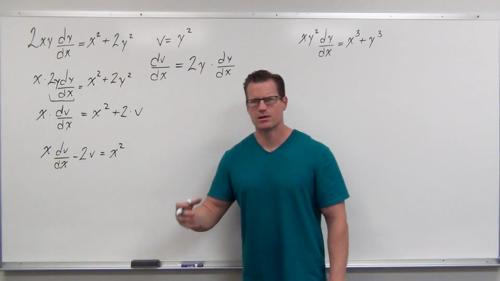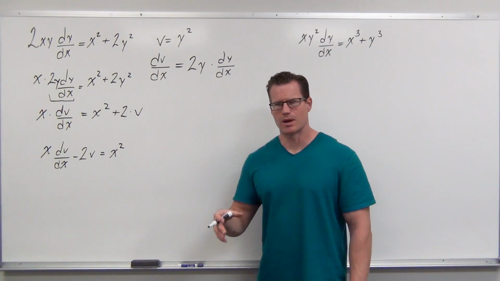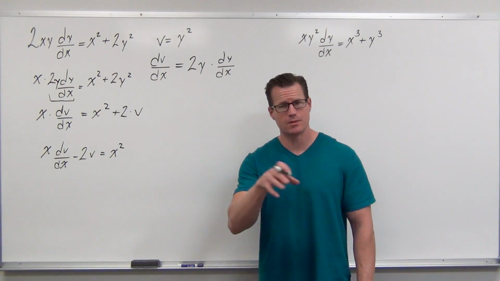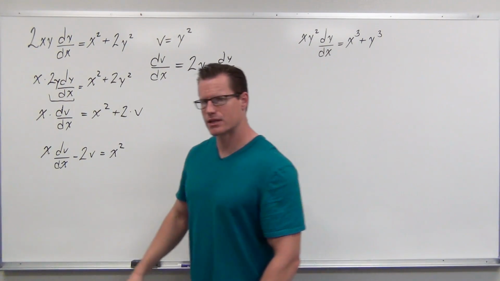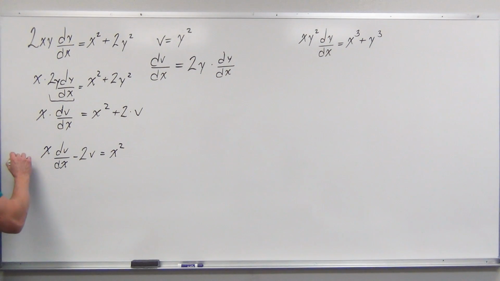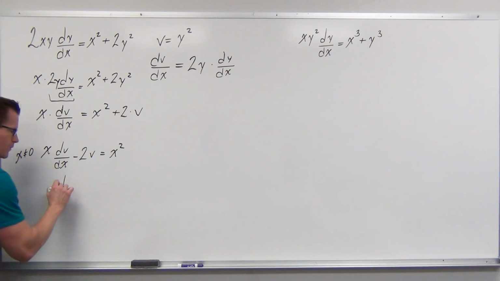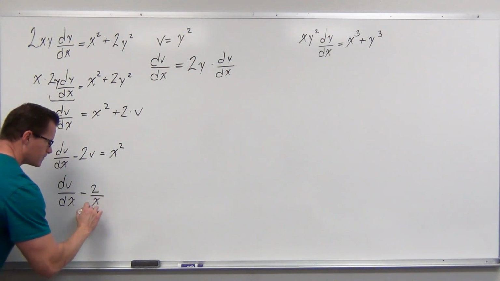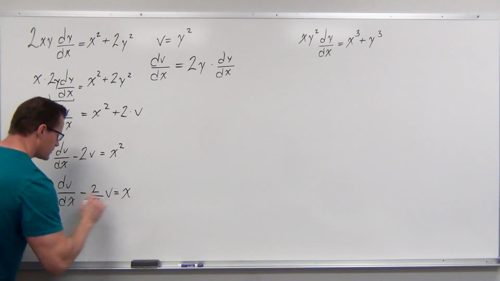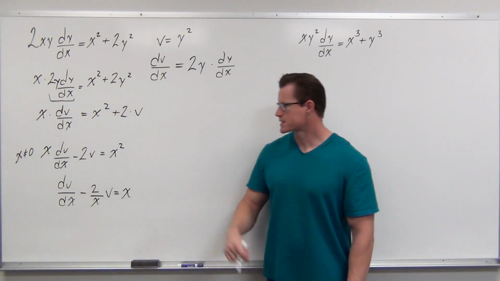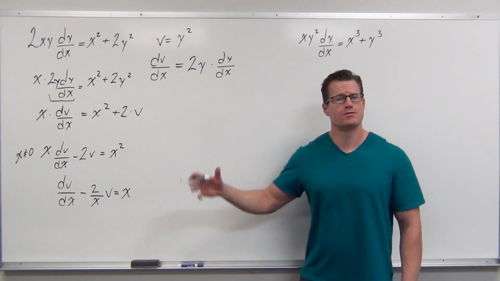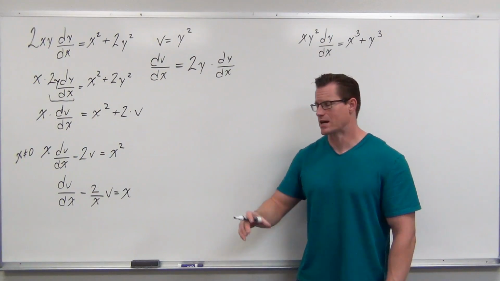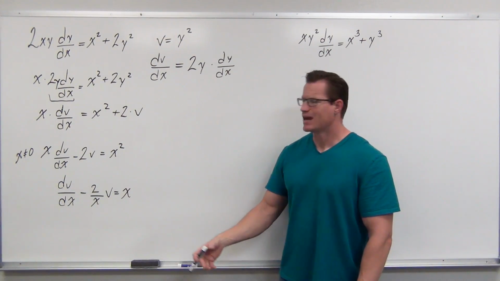To get something in a linear format, we're going to have to get dv dx all by itself. So we're going to have to divide by x. And when we do that, we're going to have a domain issue. We've talked about it now several times. Let's write that as we go. So if x does not equal 0, then we get dv dx minus 2 over x times v equals just x. We divided everything by x. That's looking pretty good. Now we can go ahead and find an integrating factor. Now we can multiply everything by it, and then we'll be fine.